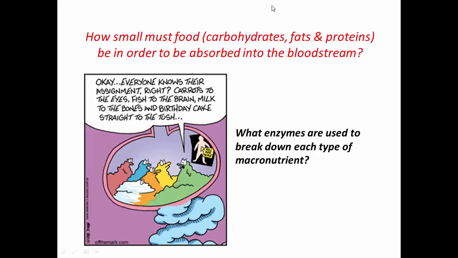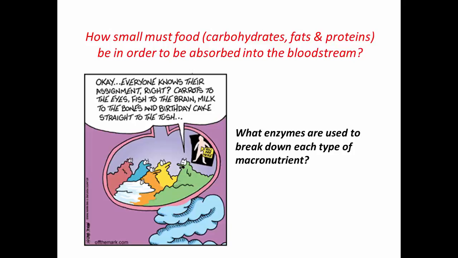So how small must food be in order for these molecules to be absorbed into the bloodstream so that cells can then use them? When we talk about food, we're going to talk about our three major macronutrients: carbohydrates, fats or lipids, and proteins. If you remember back to our nutrition module way back in the fall, carbohydrates had to be broken down into simple sugars. Glucose, for example, is a simple sugar, and that's small enough for our digestive tract to be able to absorb it.